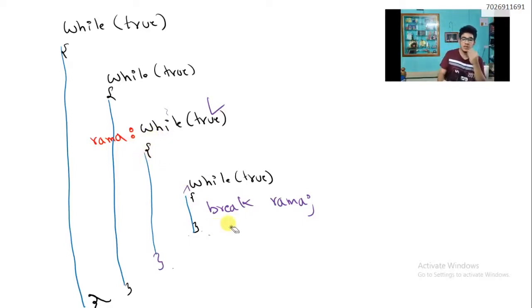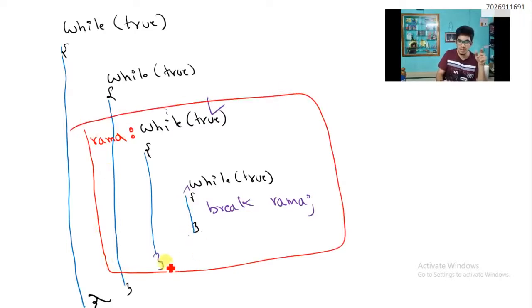So when you tell break Rama, see, if you had normally told break, control would have come out of here. Now you are telling break not for this loop but for the Rama loop. Which is the Rama loop? Yes, this is the Rama loop. Please take this screenshot. When control comes to break Rama, immediately control will come out of this Rama loop. I hope this is clear.